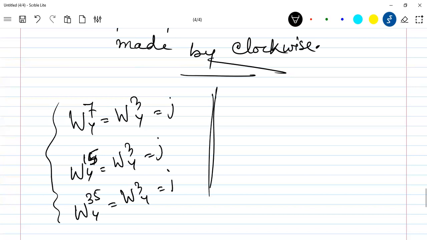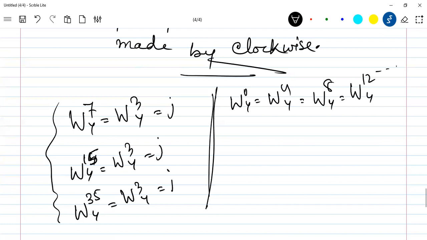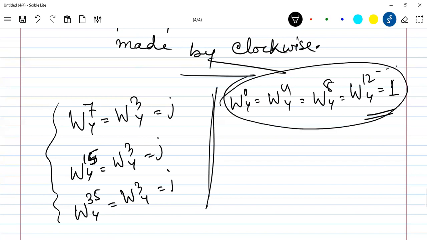So now let's see. I will tell you one thing, how to calculate in a very quick way. W04 is equivalent to W44, equivalent to W84, and so on, in this way, in terms of 4. So the value is always 1. If you know this formula, you can find any value, isn't it?